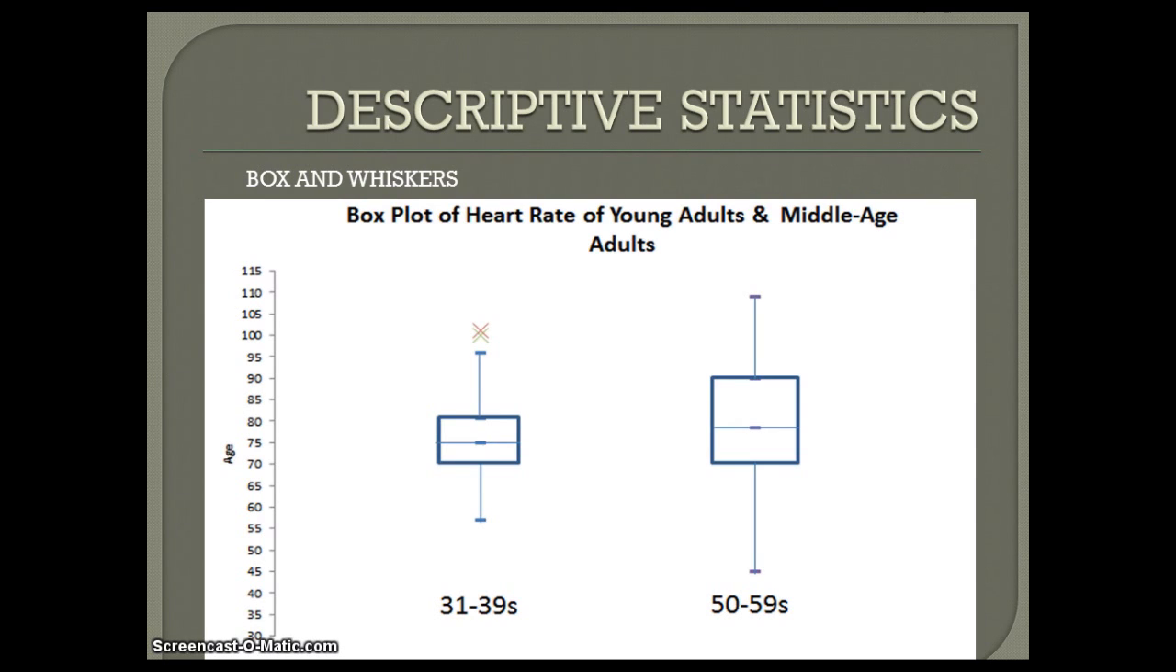This means that the heart rates of young adults in their 30s are relatively close to one another, giving rise to smaller dispersion. However, all the heart rates of middle-aged adults in their 50s are relatively far apart from one another, giving rise to a wider dispersion.